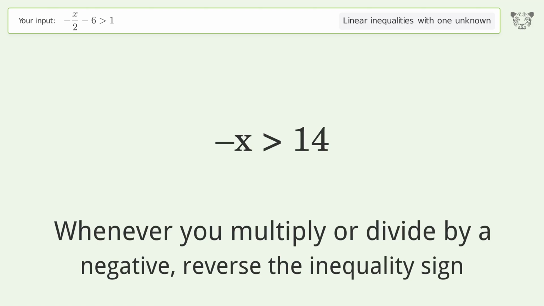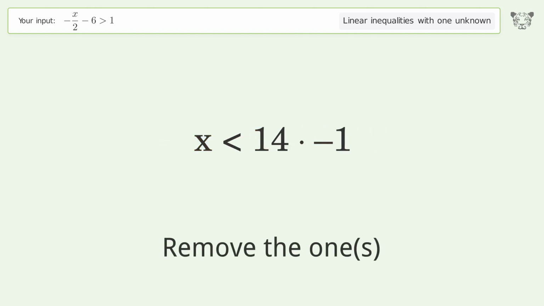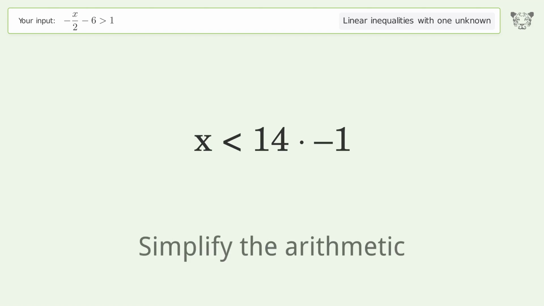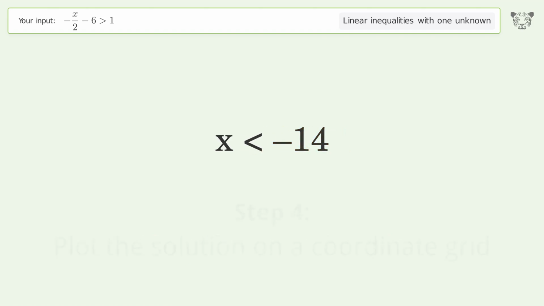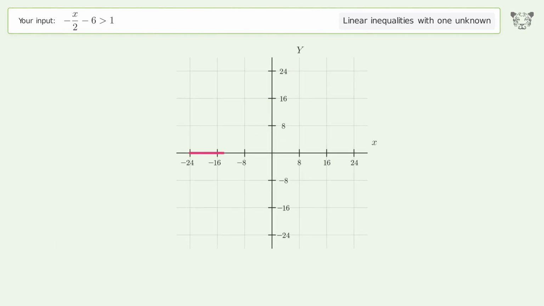Whenever you multiply or divide by a negative, reverse the inequality sign. Remove the ones. Simplify the arithmetic. Plot the solution on a coordinate grid. And so the final result is x smaller than -14.